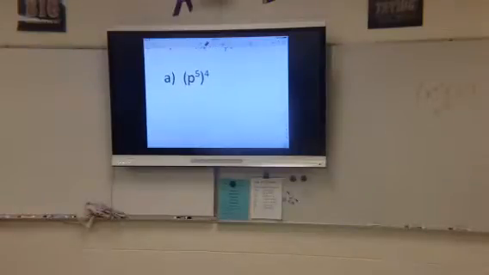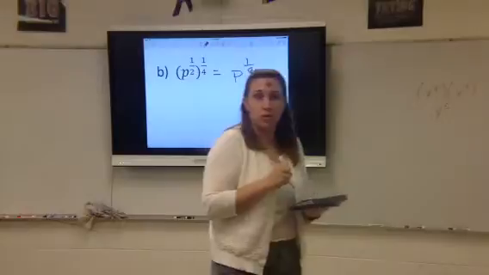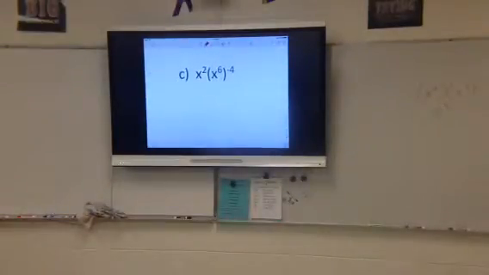All right, let's go ahead and take a look at A. Link, what did you get here for A? P to the 20th. Very good. P to the 20th, 5 times 4. All right. Ben, what did you get here on B? P to the 1/8. Good job. You're just multiplying. 1 times 1 is 1. 2 times 4 is 8. Okay? All right. So now, let's look at this guy.